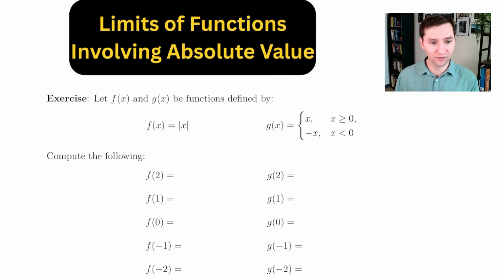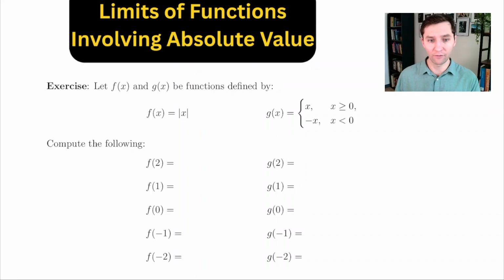I want us to first compute the values of these two functions at the 5 given inputs. If you would like to try this exercise on your own first, you can download these notes using the link in the video description. I start with the absolute value function. The absolute value of 2 is 2. Absolute value of 1 is 1. The absolute value of 0 is 0. Absolute value of negative 1 is 1. Absolute value of negative 2 is 2.